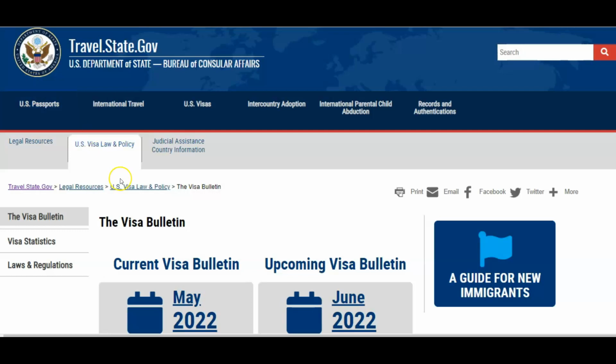Once you access this page, you will realize that there are two Visa Bulletins that are displayed: the current Visa Bulletin and the upcoming Visa Bulletin. Now, the current Visa Bulletin was the upcoming Visa Bulletin during the previous month. So generally, applicants are already aware of its contents. So it is the upcoming Visa Bulletin that is usually of concern to immigrant visa applicants. So just click in this space and then you will be led to the upcoming Visa Bulletin.